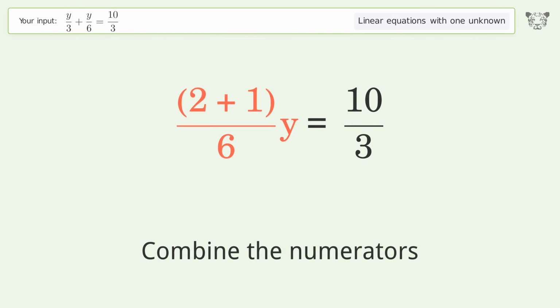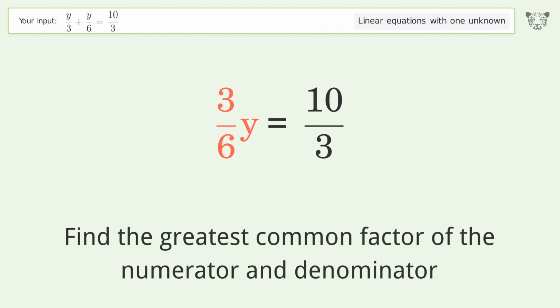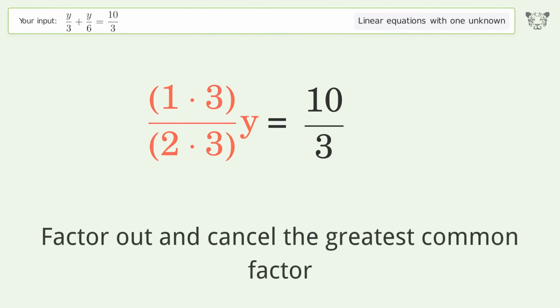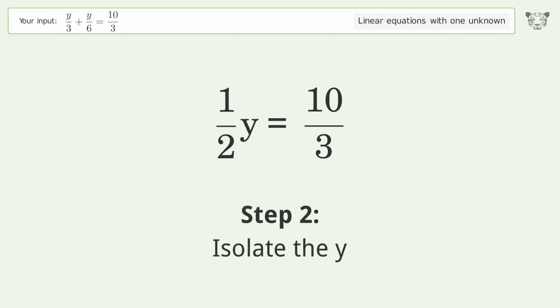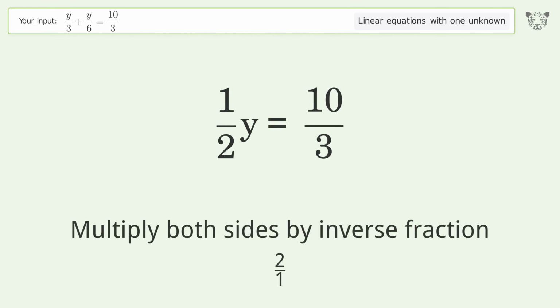Combine the fractions. Combine the numerators. Find the greatest common factor of the numerator and denominator. Factor out and cancel the greatest common factor. Isolate the y. Multiply both sides by inverse fraction 2 over 1.